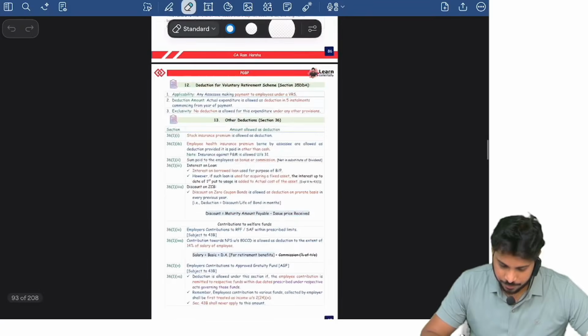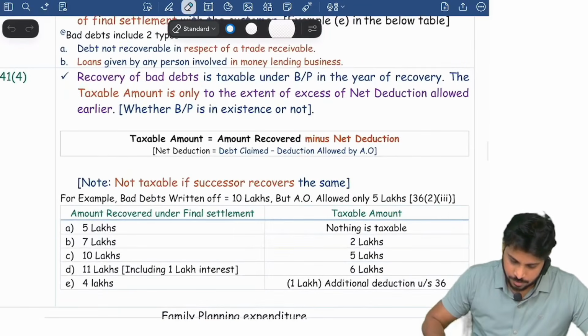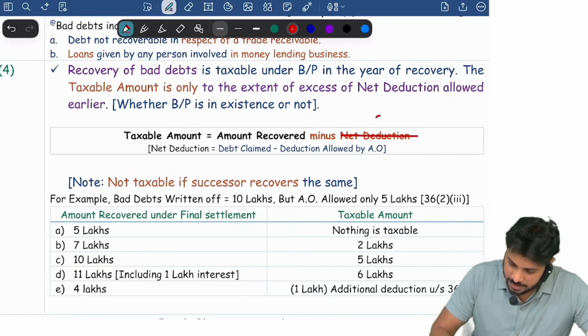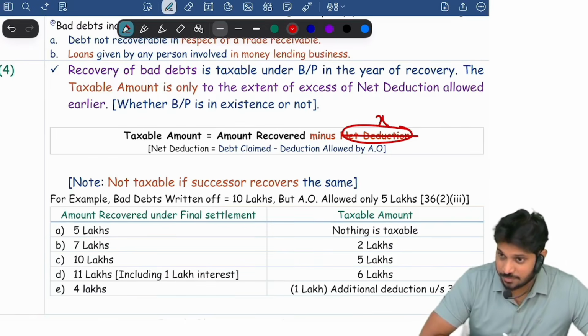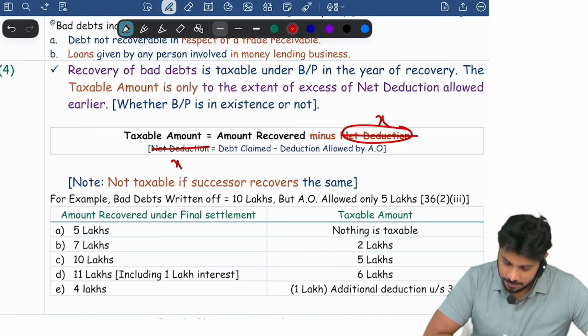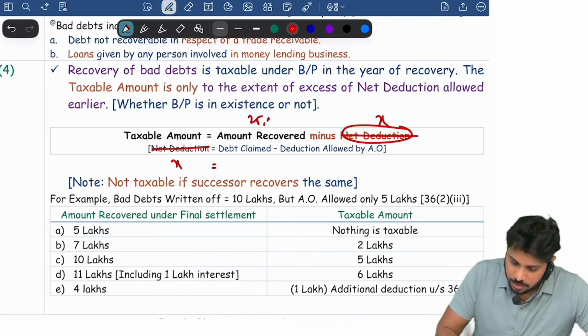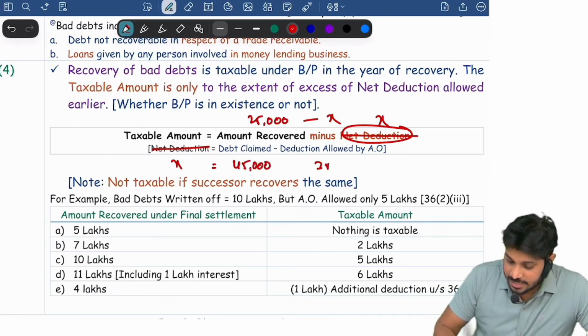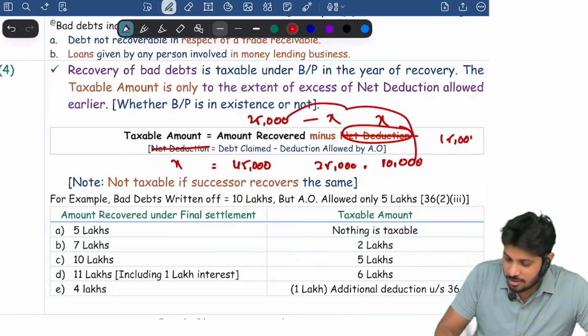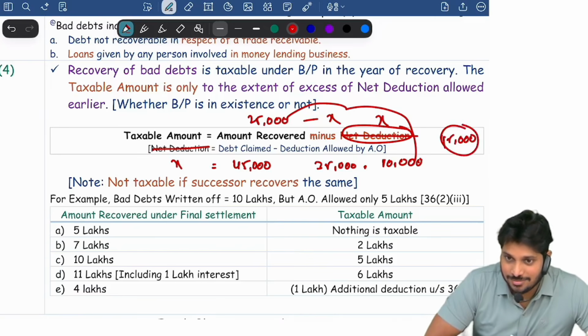You see here. Amount recovered minus X. Let us call this X. Instead of net deduction, I will use the word X. Correct? Amount recovered how much? 25,000 we recovered, minus X. Amount claimed how much? 45,000. Correct? Deduction allowed how much? 35,000. How much is the X value? 10,000. So 25,000 minus X how much? Only 15,000 is taxable. Okay.